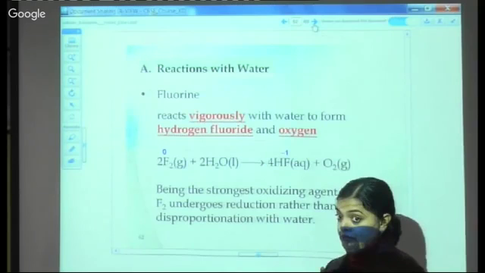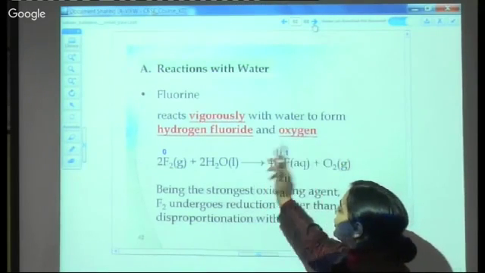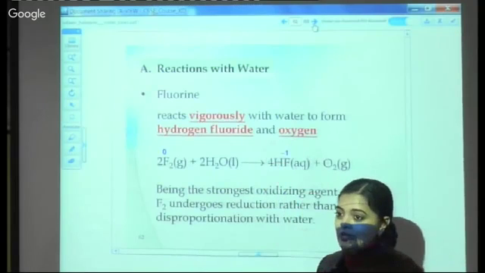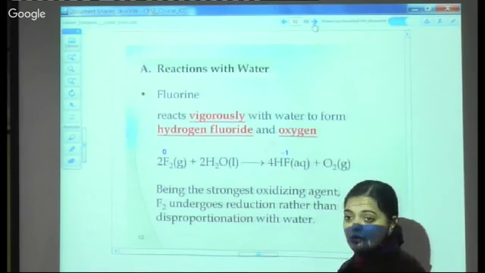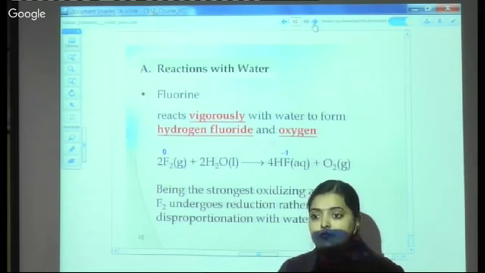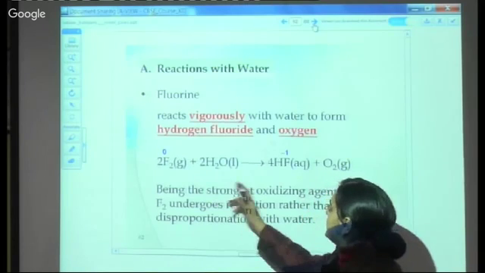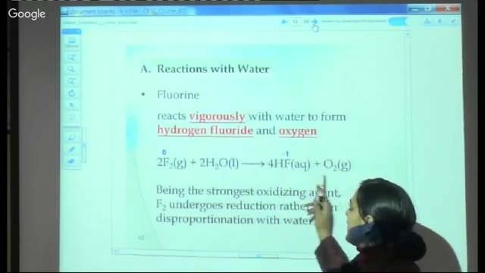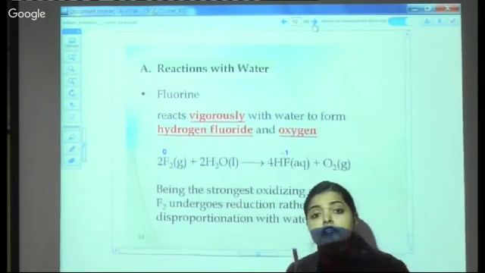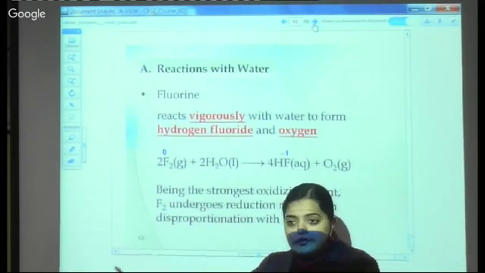However, fluorine. What about fluorine, the most reactive one? It reacts vigorously with water to form hydrogen fluoride and oxygen. Now here is a very different story. It's not at all like forming HCl and HOCl, or HBr and HOBr, as in the case of chlorine and bromine. What happens here is that it forms HF and oxygen. It is behaving differently with water than chlorine and bromine, though iodine is not reacting with water at all.